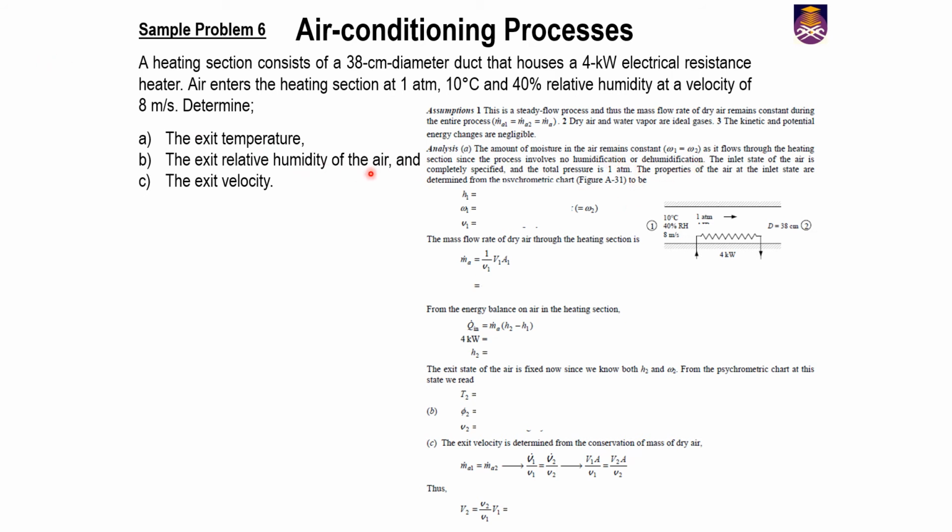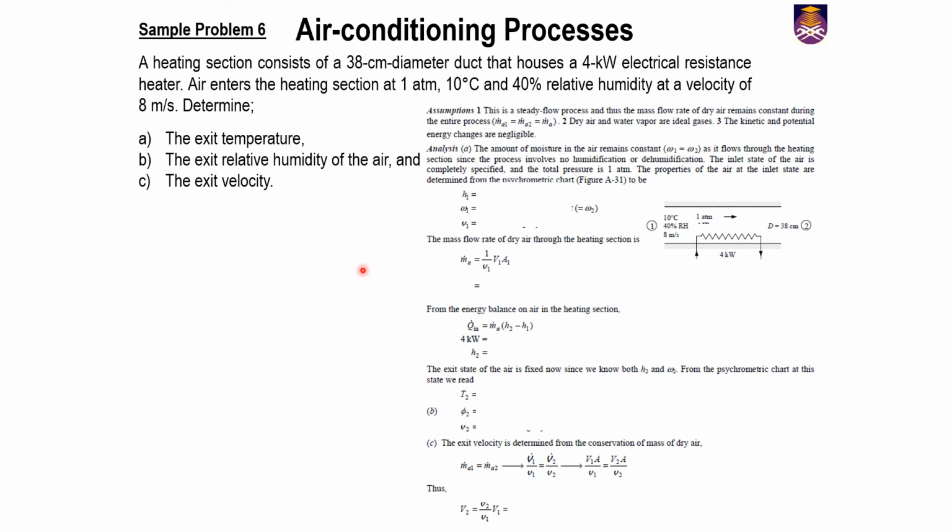Inlet state of air is completely specified, and we have 1 atm, so you can use your psychrometric chart. So go to point number 1. At point number 1, you have 10 degrees C dry bulb temperature, 40% relative humidity. Based on these two parameters, find your h1, omega 1 and specific volume, right? So this can be obtained from your psychrometric chart, and note that omega 1 equals omega 2. Then you can find your mass flow rate. So m dot equals rho A V.